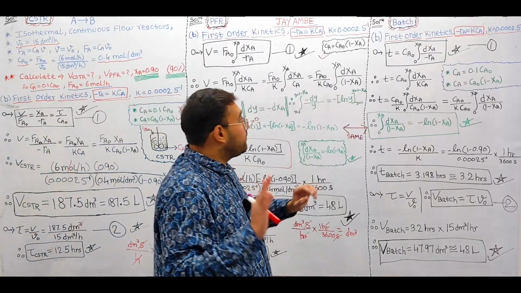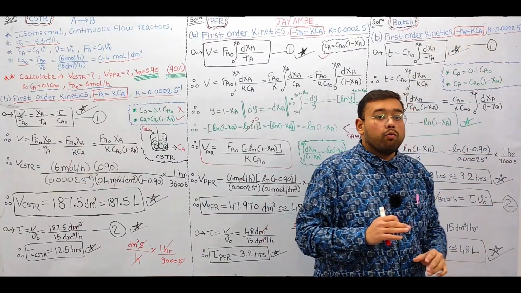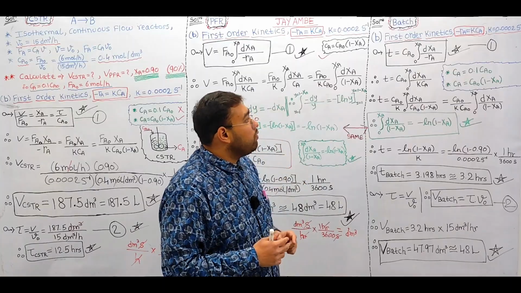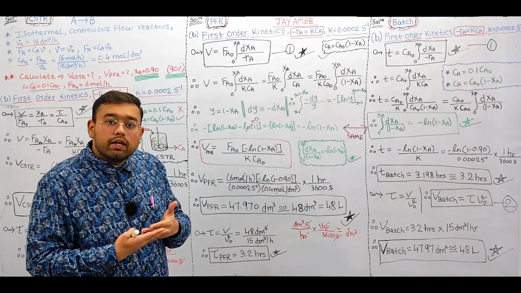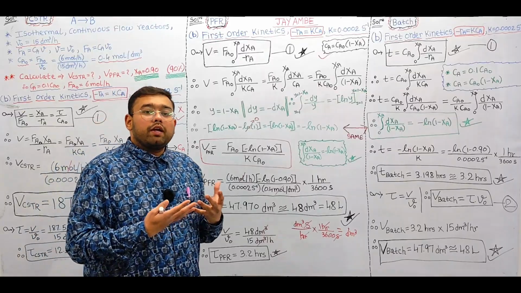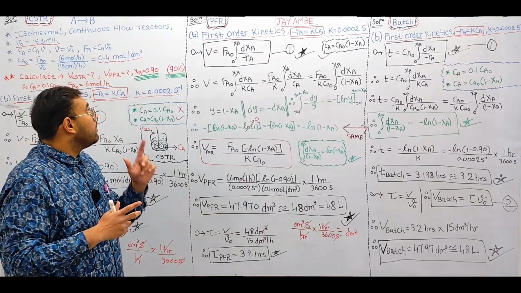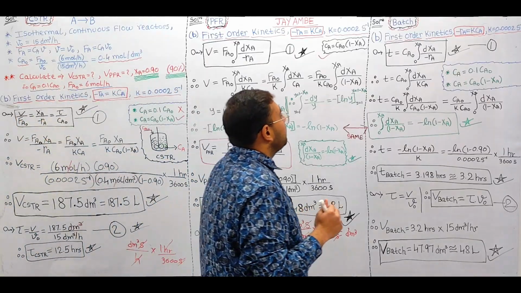We are using the same first order reaction kinetics with the given rate law, minus rA is equal to k CA, where k is equal to 0.0002 second inverse. So how large a volume of batch reactor is required in order to achieve 90% conversion? How much time will it require to achieve the 90% conversion? So we'll understand and calculate that.